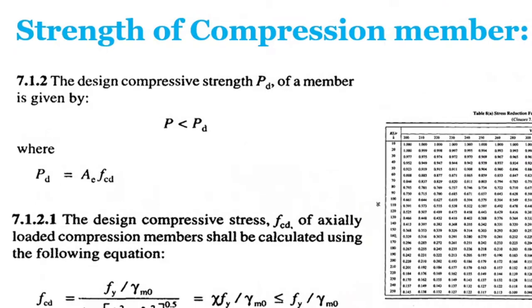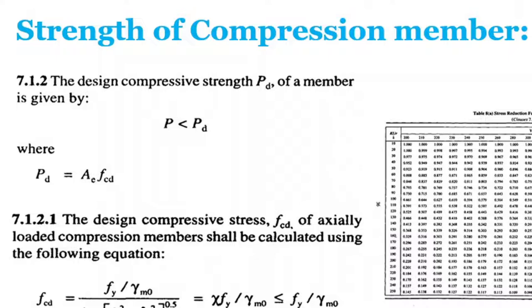Now let's calculate the strength of a compression member. As of now, we know the effective length of a compression member, column and strut, and we know the type of column, whether it is a long, short or an intermediate column, how it behaves, how it is directly proportional to its slenderness ratio, and how slenderness ratio is linked to effective length and the moment of inertia. But now, how to calculate the strength of a member? We know its behavior, but we need to know how to calculate its strength.